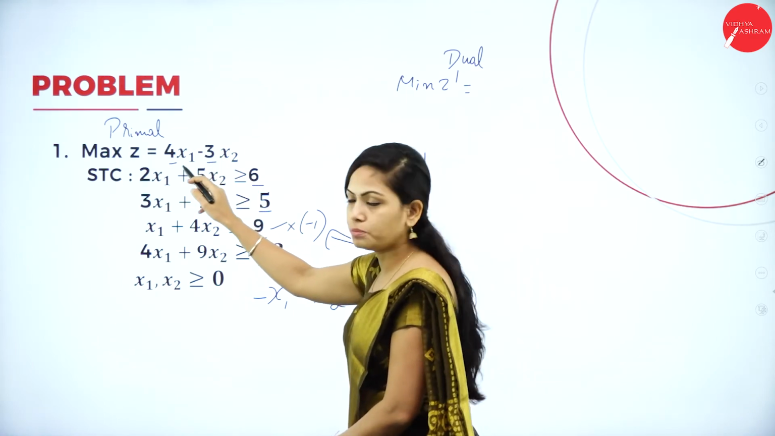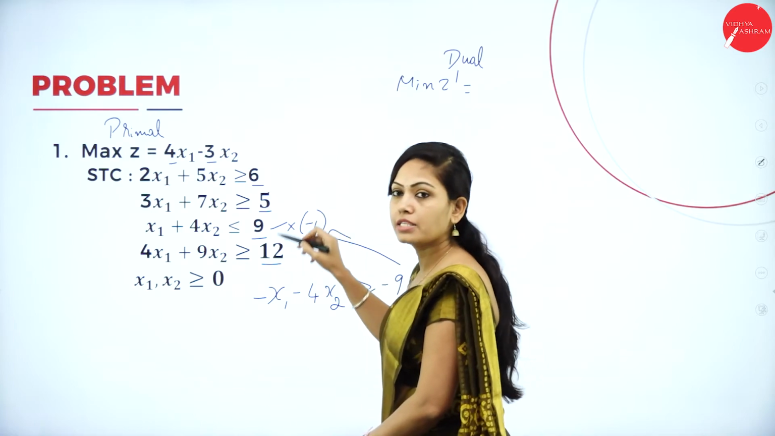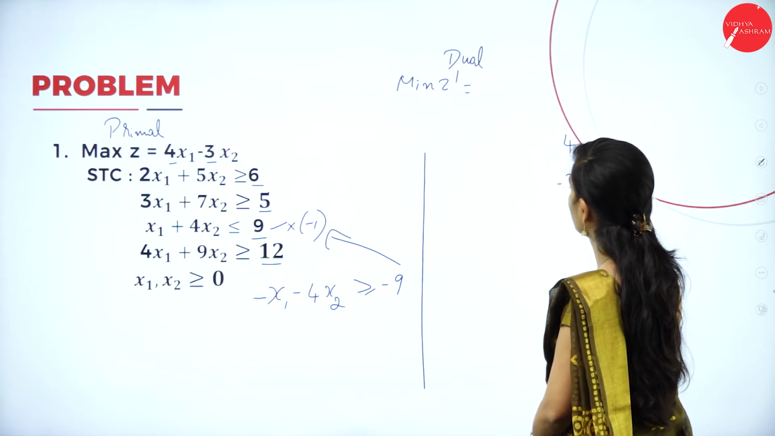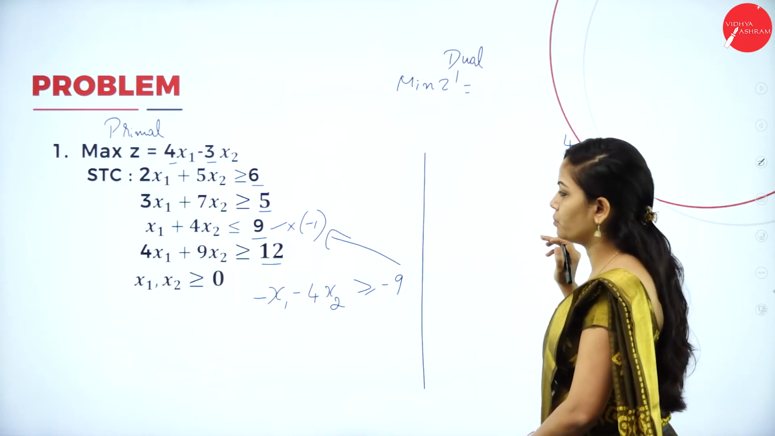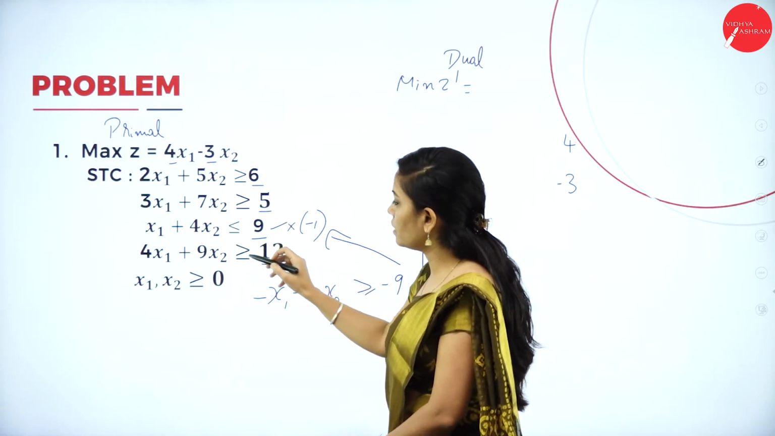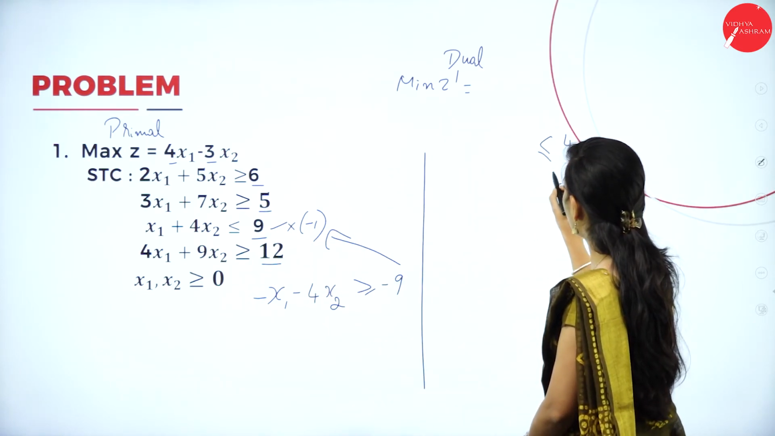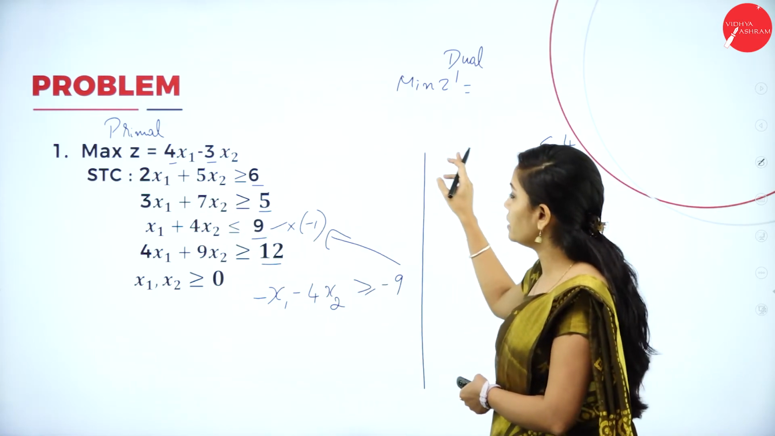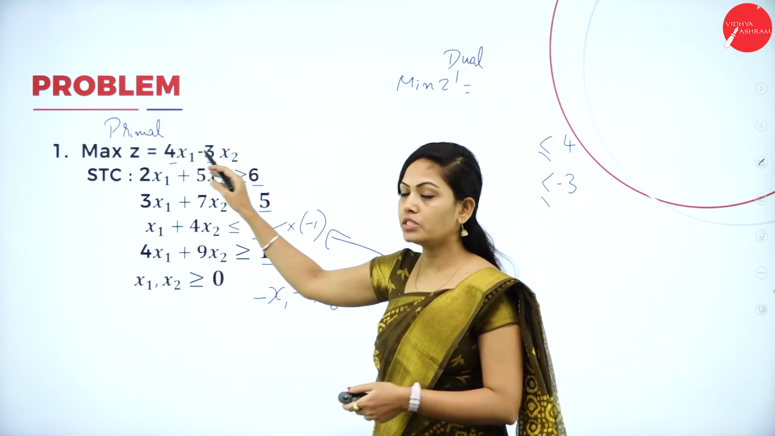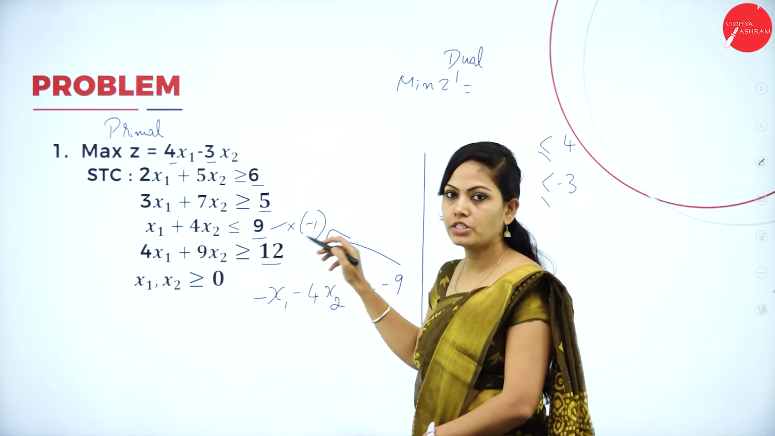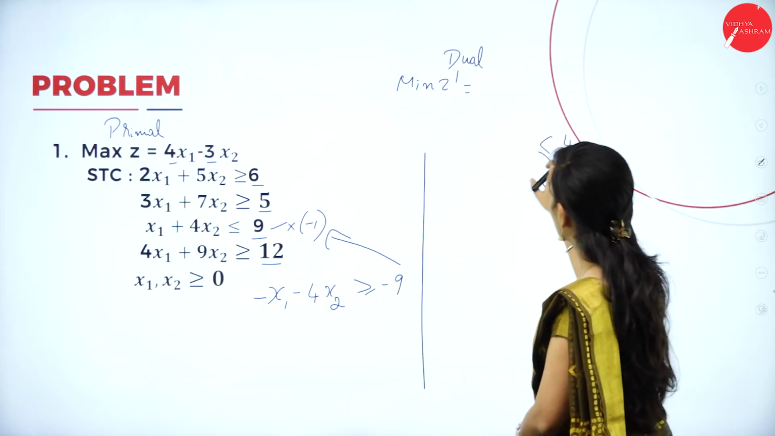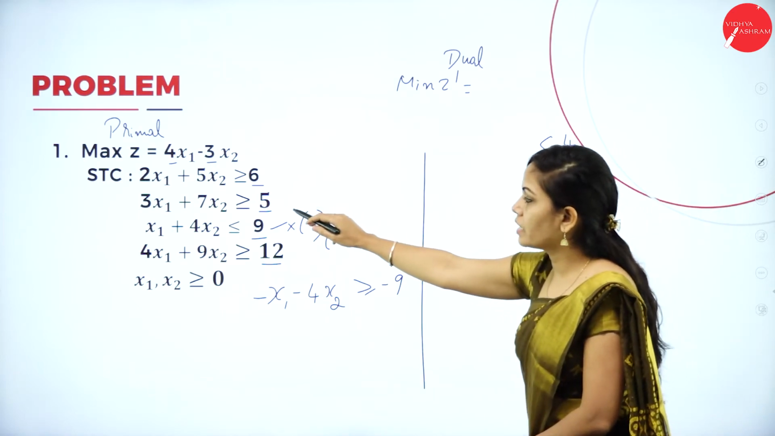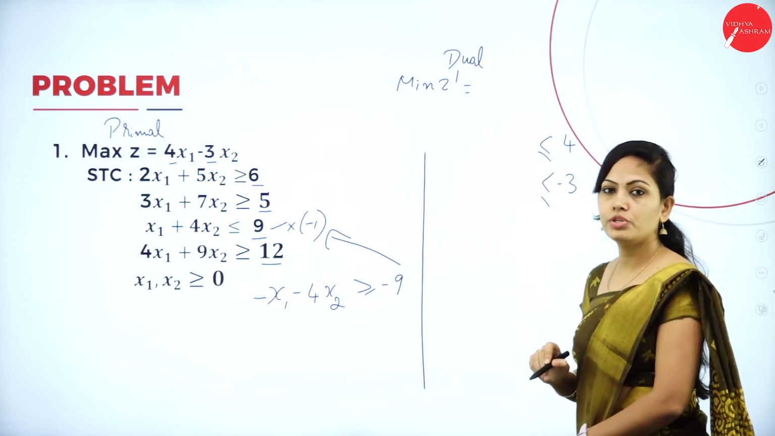The coefficient of this objective function will become the RHS value of the constraint. So 4 and minus 3 is your RHS value. All the greater than symbols will change to less than or equal to. Keep in mind, all max will change to min and all the coefficients of the objective function change to the RHS of the constraints. So now the RHS constraint values are 4 and minus 3. All greater than symbols change to less than or equal to.